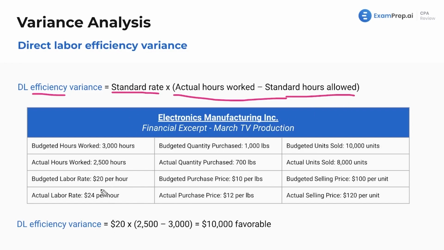So standard budgeted rate of labor, this is paying $20 an hour. Pretty solid as of recording this video, but who knows? The markets and everything change pretty rapidly. Who knows what you're getting paid to do? Anyway, so actual hours worked. How many hours were actually worked? It looks like 2,500. And standard, or budgeted allowed, normally is 3,000. That is good. We spent 500 fewer hours manufacturing TVs or whatever it is that Electronics Manufacturing Inc. does.